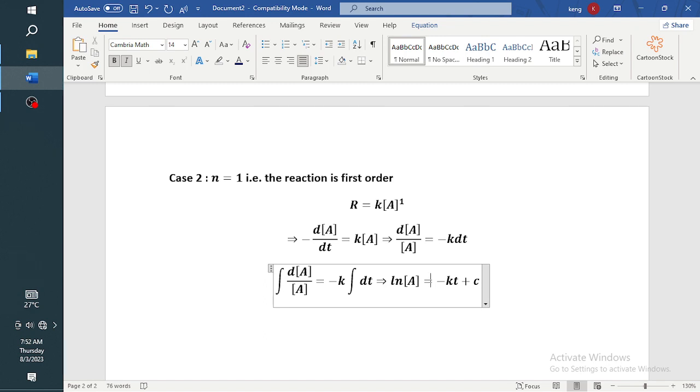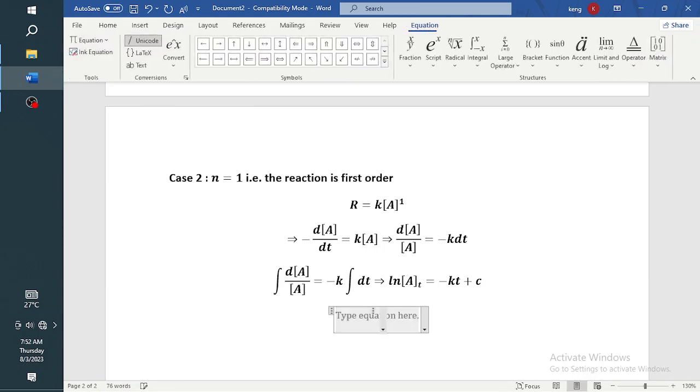Okay, so I'm going to specify that this concentration here is at time t, maybe minutes, seconds, but at time t. Alright, so from there now, how do we get a concentration? We just need to take e on both sides. So I need to take e raised to the power the ln of the concentration of A at time t, and I equate it to e raised to the power negative Kt plus C. Now what does this mean? We know that e raised to the power the ln of something is just that thing. So we have the concentration at time t.